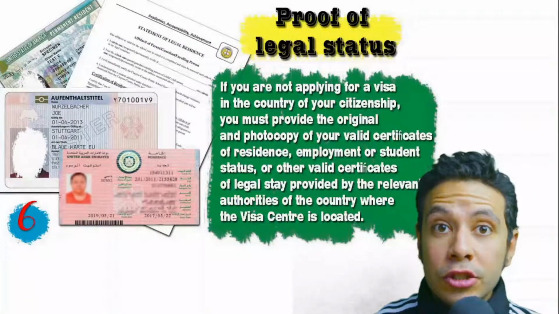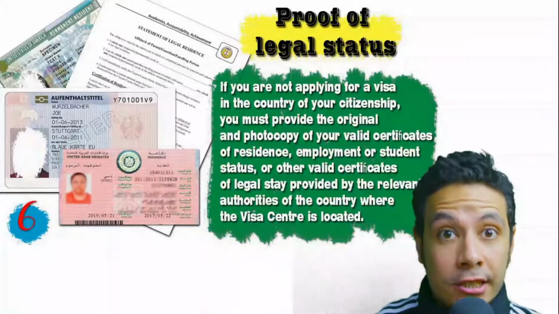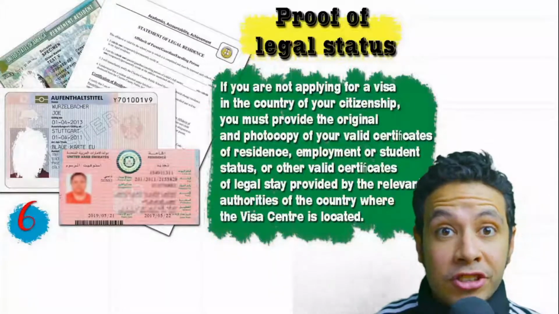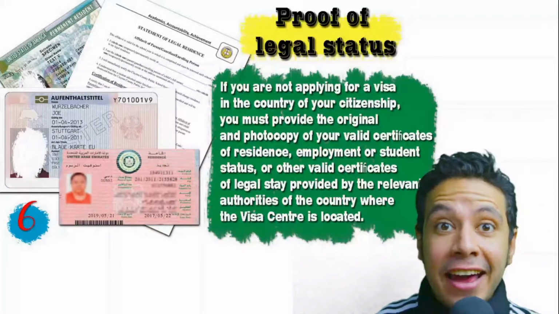In some cases, you might be applying from a country different than your own country. At that moment, you will need to provide a proof of legal status, which is a certificate of legal residence in this country. And in some cases, a valid residence visa for this country can also be accepted.